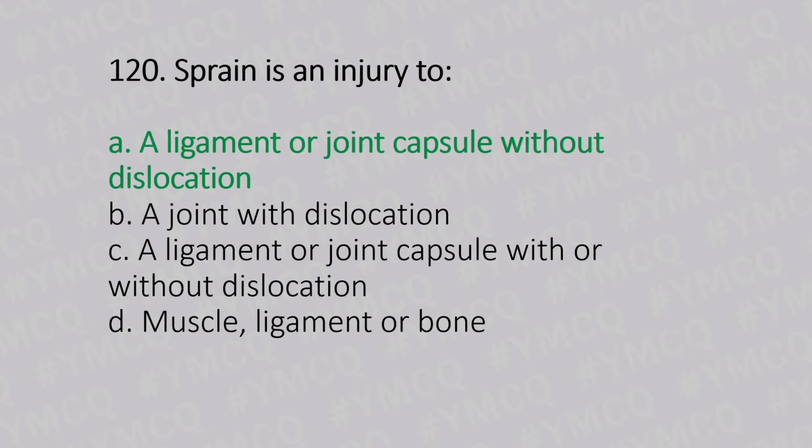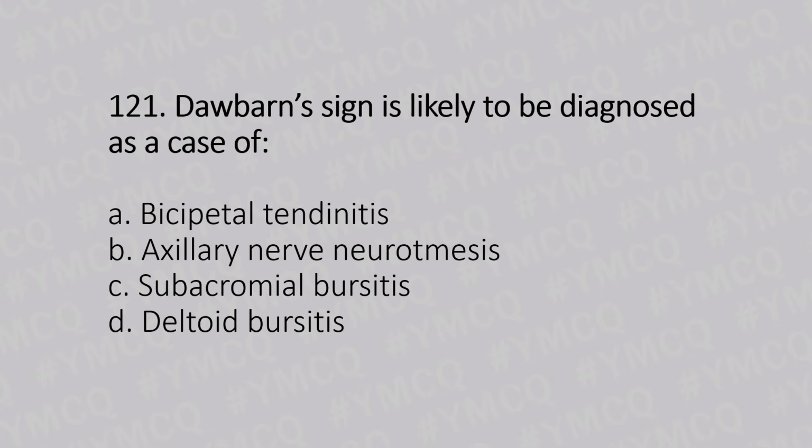Let's move to question number 121. Dawbarn sign is likely to be diagnosed as a case of option A, bicipital tendinitis. Option B, axillary nerve neuritis. Option C, subacromial bursitis. Option D, deltoid bursitis. And the answer is option C, subacromial bursitis.